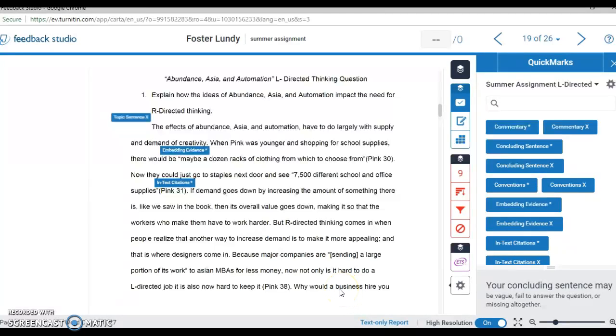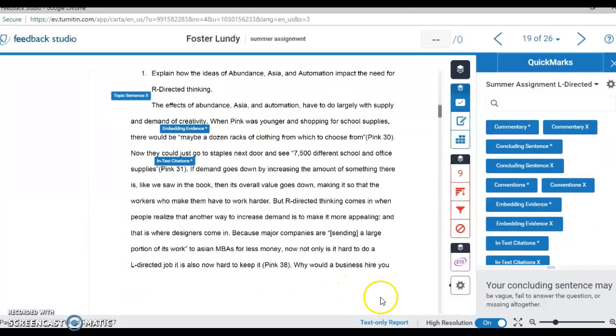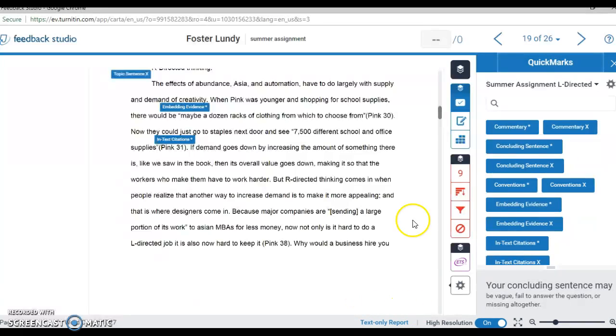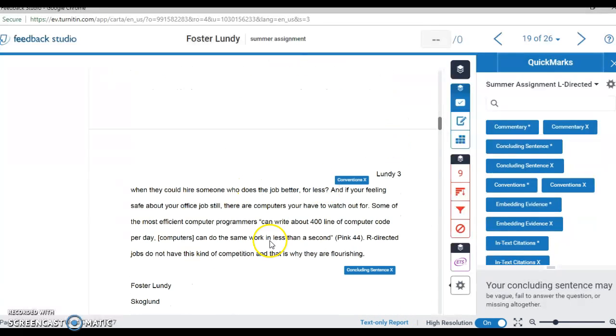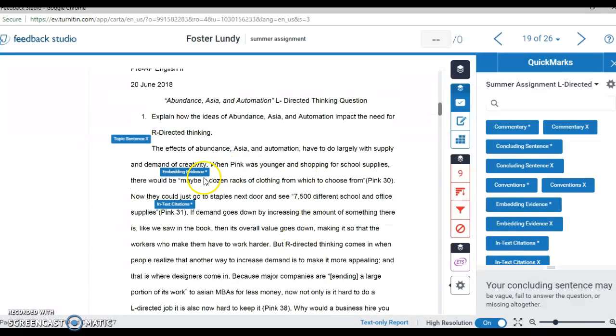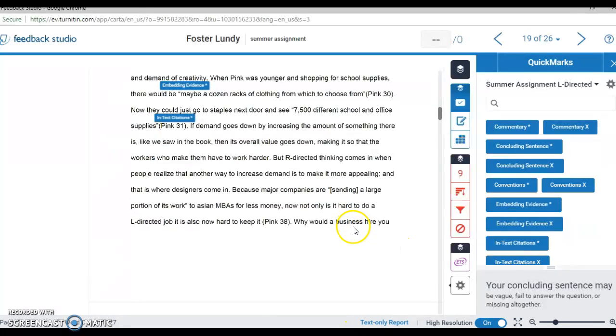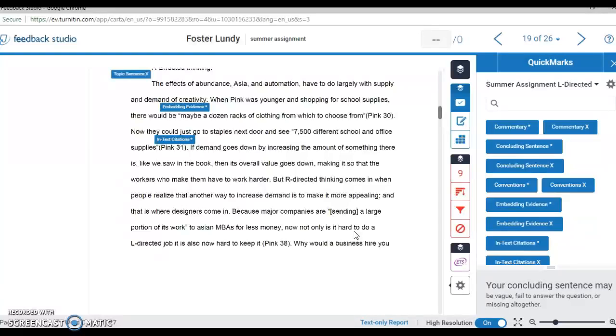Next, Foster, I looked at evidence, and I think this is really the strong point of your writing right now. So I really like your selection of evidence. Up here, you have a quote about abundance. Down here, you have one more about automation. And I like that because I think that helped you to differentiate your evidence and really develop the paragraph nicely. You're also doing a really nice job with what we call embedding, or how you integrate your evidence.